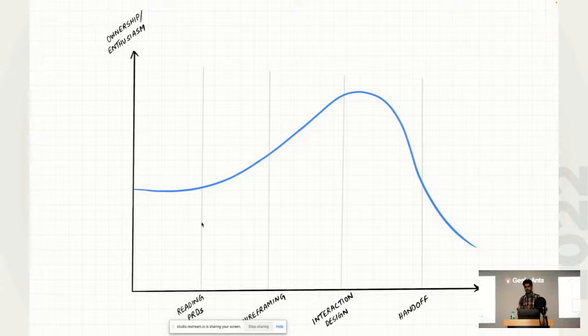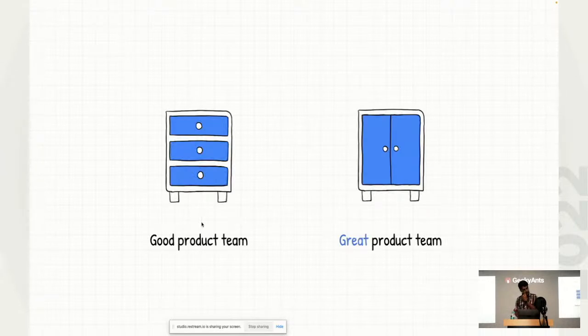How do you make sure that the overall enthusiasm level of the designers is more consistent than a curve like this? One of the first few approaches which worked out very well in our favor is to look at the product team in a slightly different way. On the left, you would see that there's a bunch of drawers.